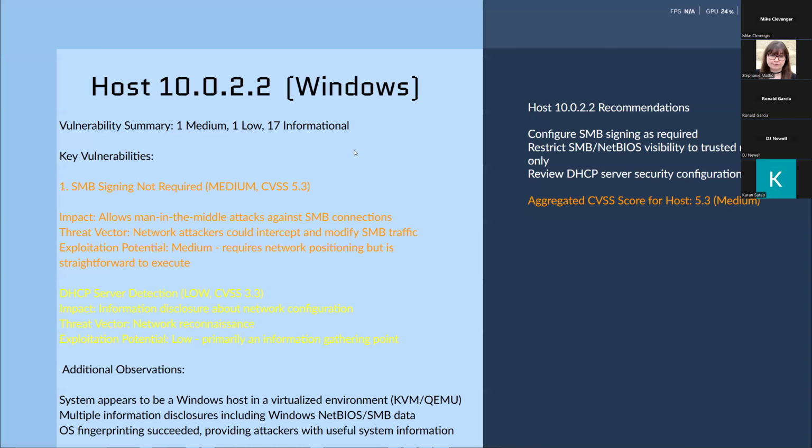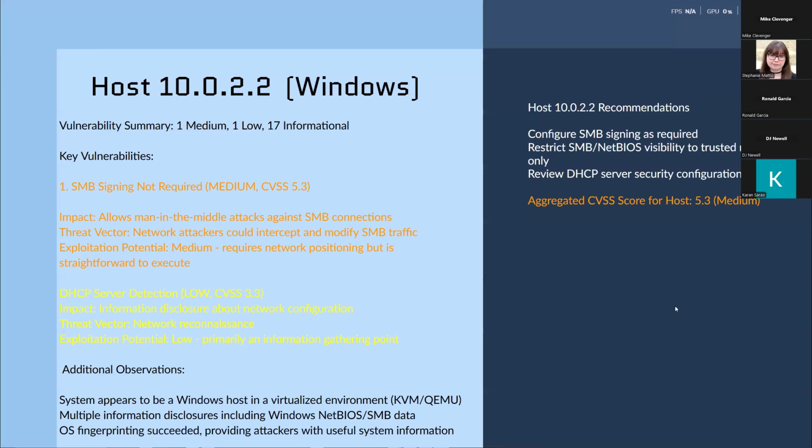That's going to be to configure SMB signing as required, to restrict SMB NetBIOS visibility to trusted networks only, and you are going to want to review the DHCP server security configuration. The total aggravated score for this host, and 10.0.2.3 and 10.0.2.4, are all going to be an aggravated score of 5.3, due to the fact that the score is counted by the highest vulnerability that is present. So those are all going to be 5.3.